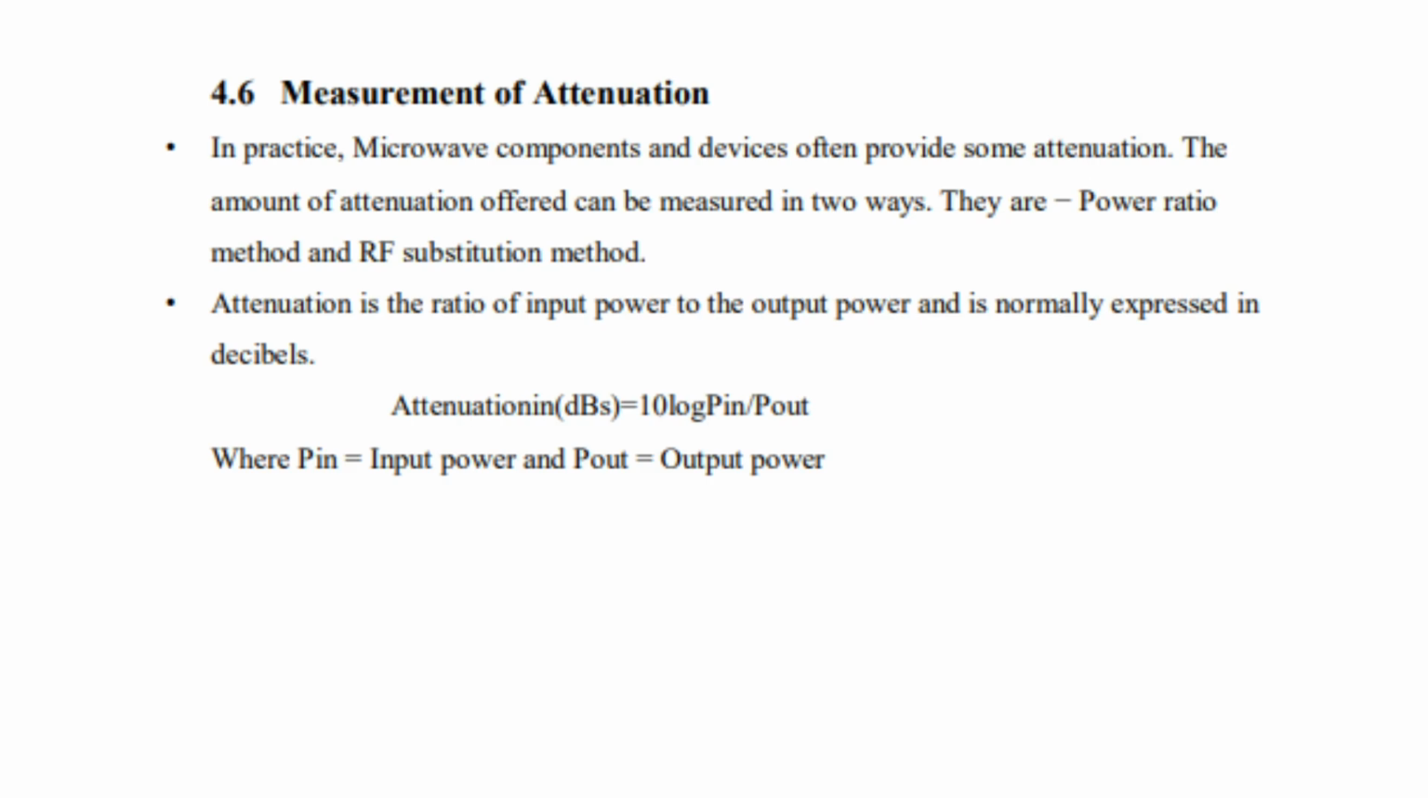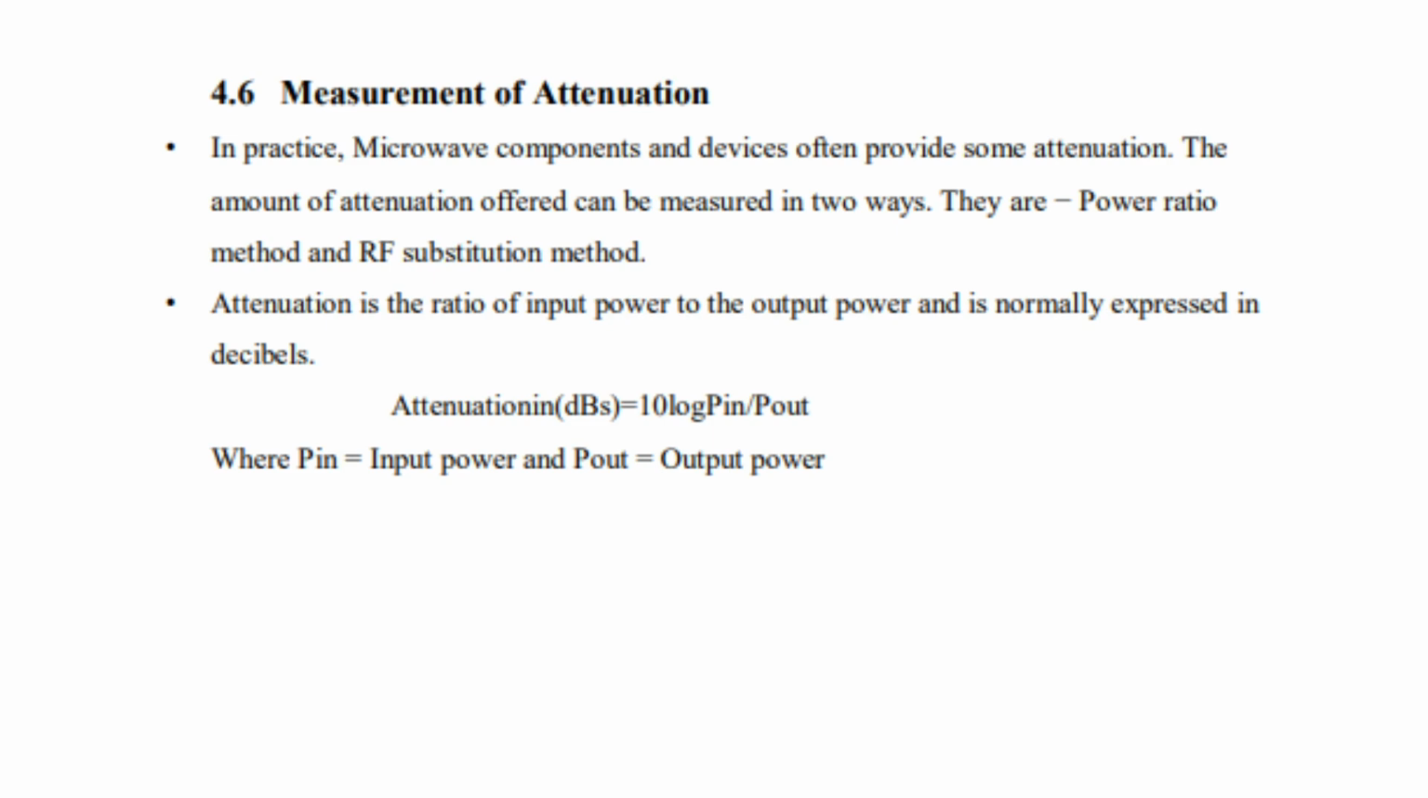Hi, today we are going to discuss measurement of attenuation. Microwave components and devices often provide some attenuation. The amount of attenuation offered can be measured in two ways. They are the power ratio method and the substitution method.